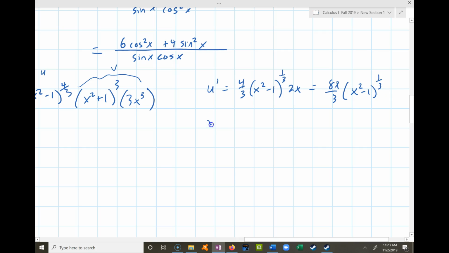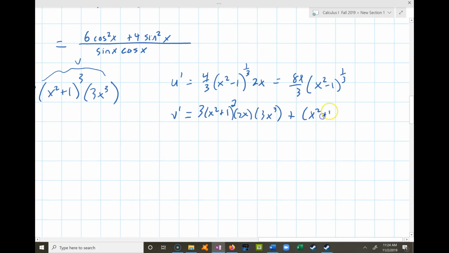Now, for v prime, I'm going to have to use the product rule again. Well, I haven't used it yet, but I'm going to use it for the big one. But v prime is going to require the product rule because I have something times something both involved in x. So v prime is going to be 3 times x squared plus 1 squared times 2x. That's the derivative of this first part, times 3x cubed, plus x squared plus 1 to the third power times the derivative of 3x cubed, which would be 9x squared.